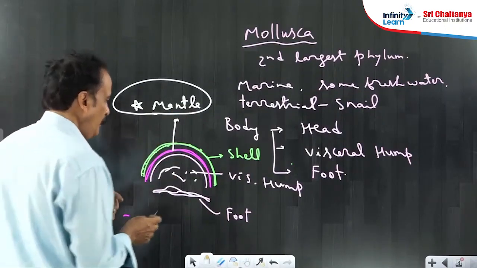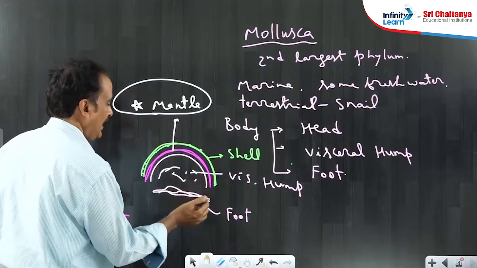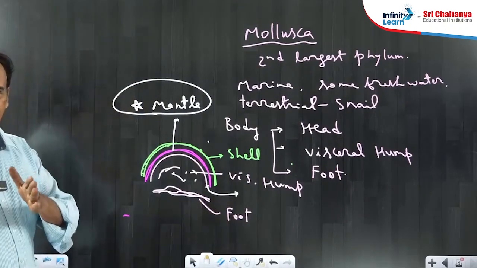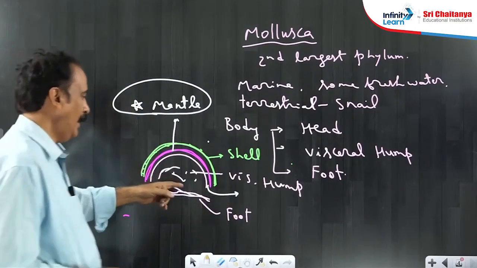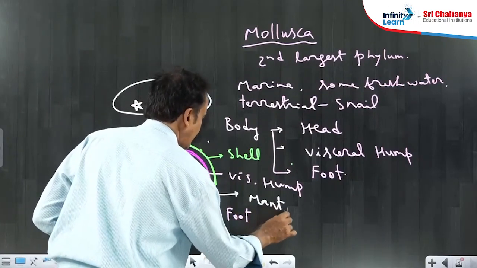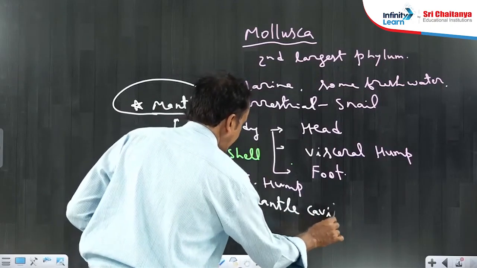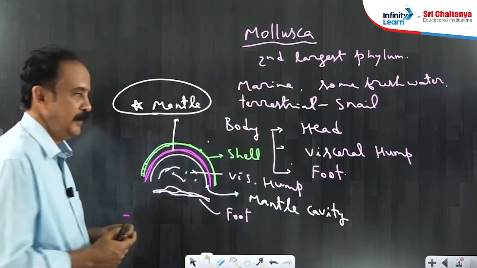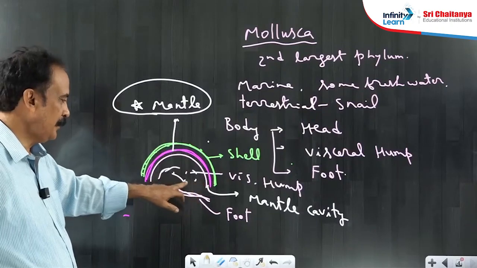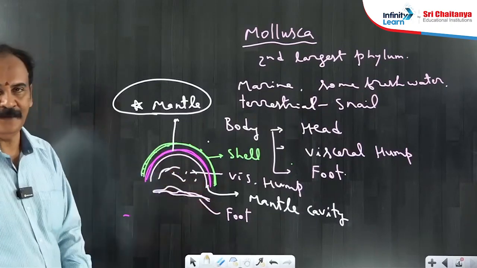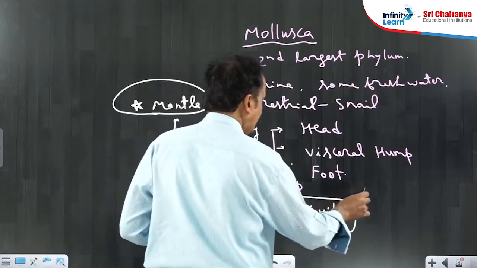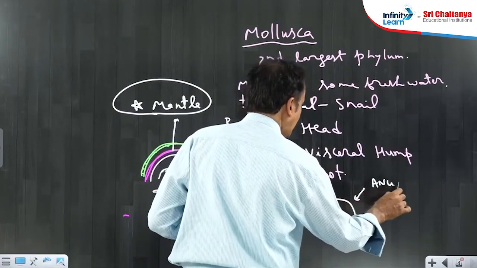Okay, mantle is a soft layer that will be covering the visceral hump. So in between the visceral hump and the mantle, you will have a cavity here. This also you need to remember, this is the narrow space present between visceral mass and mantle called mantle cavity. Mantle cavity is not present between the shell and mantle. Mantle cavity is present between the visceral mass and mantle. So opening into this mantle cavity, you will find the alimentary canal opens through the anus.